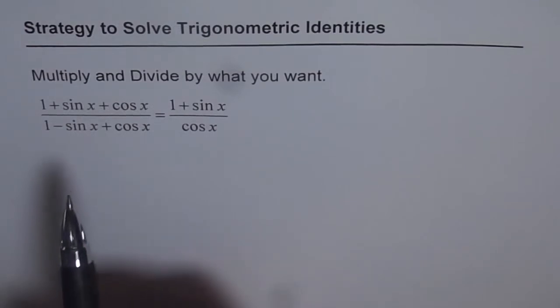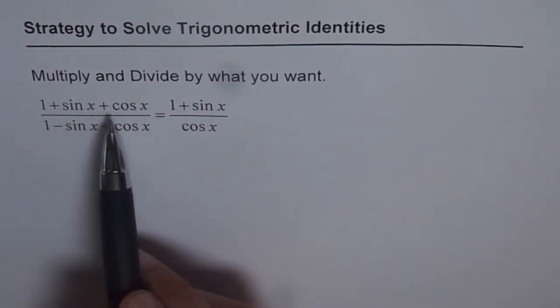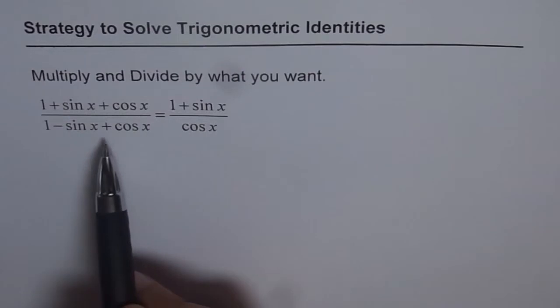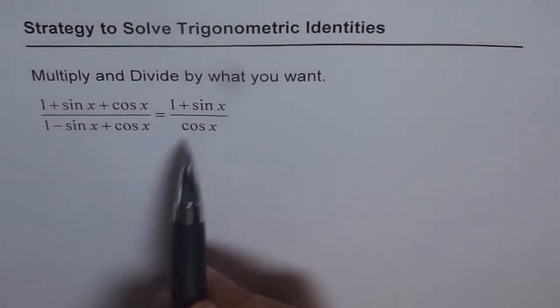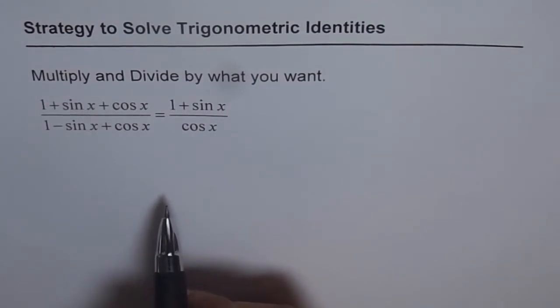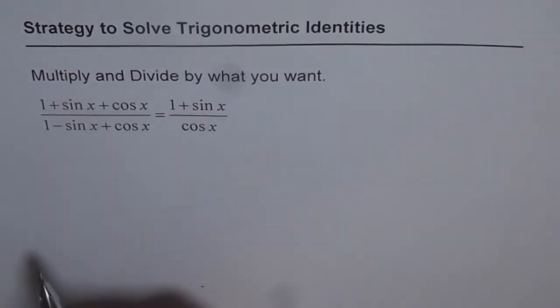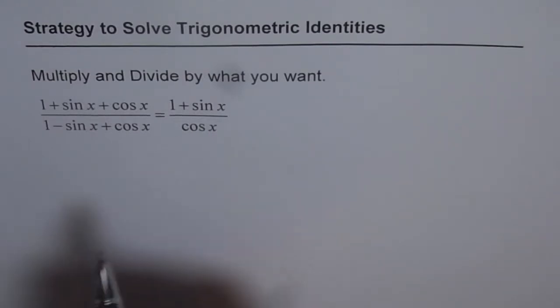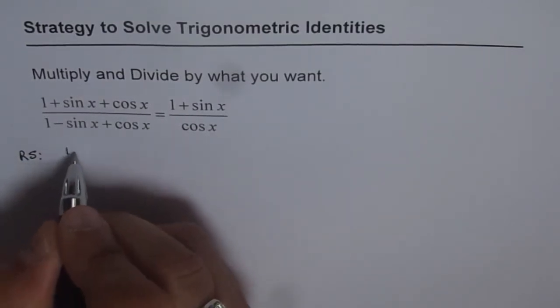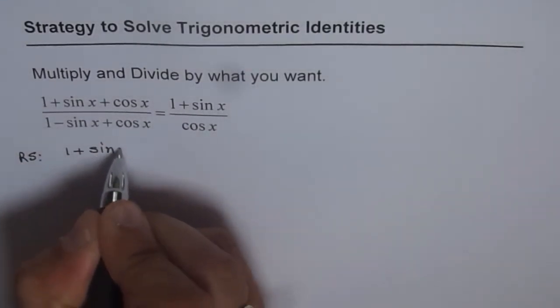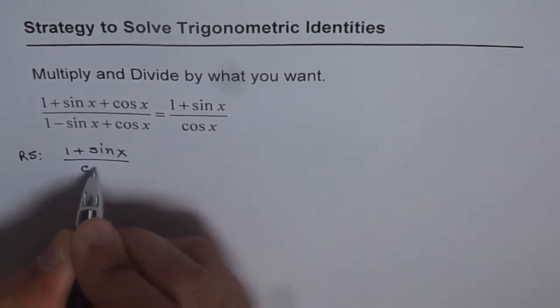So we have an extremely good example here, which is (1 plus sine x plus cos x) divided by (1 minus sine x plus cos x) equals (1 plus sine x) over cos x. Now, one way could be to write 1 as sine square x plus cos square x and then figure out a way to prove the left side equals the right side. But in the test, you can also start with the right side, as we'll do now. You can start with the right side, which is (1 plus sine x) over cos x, right?